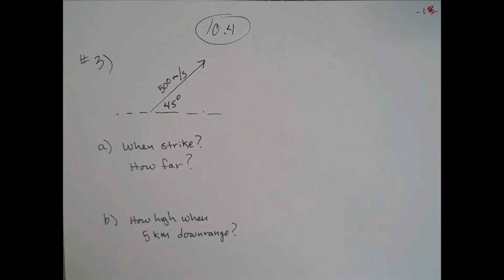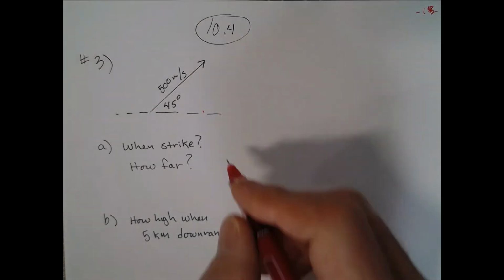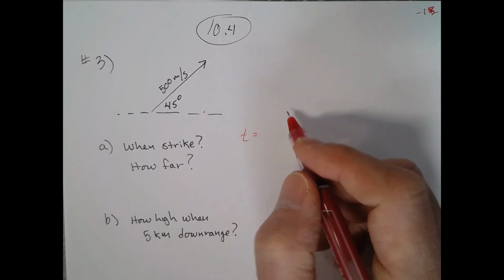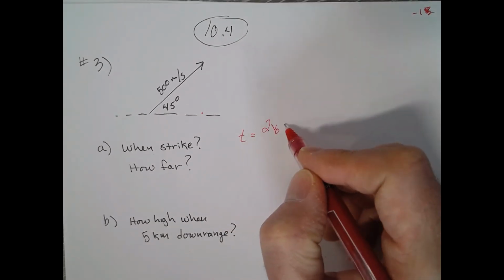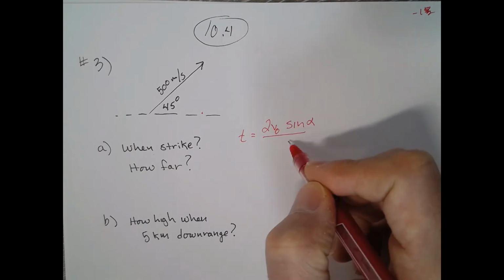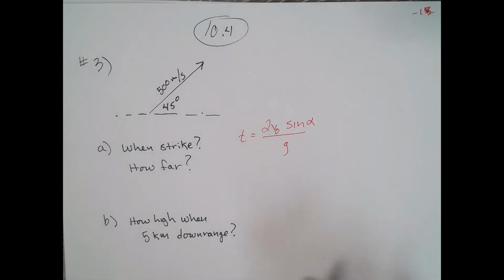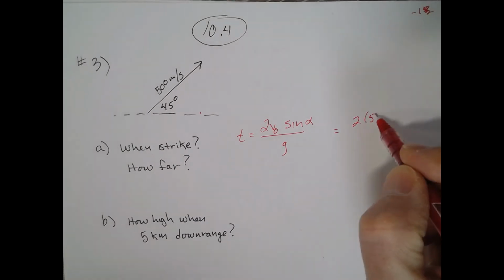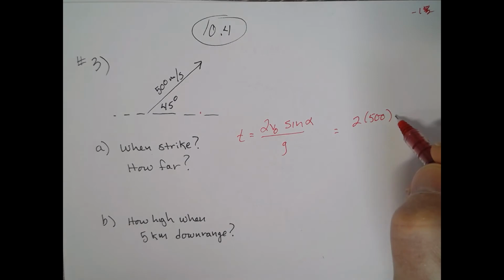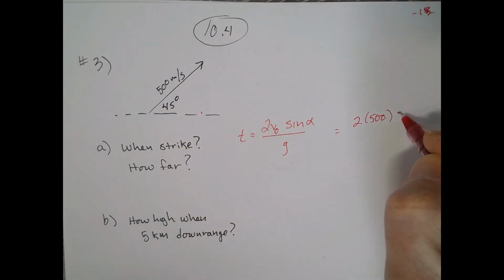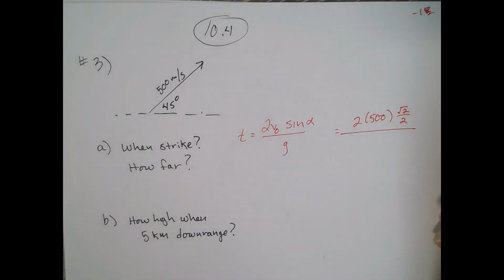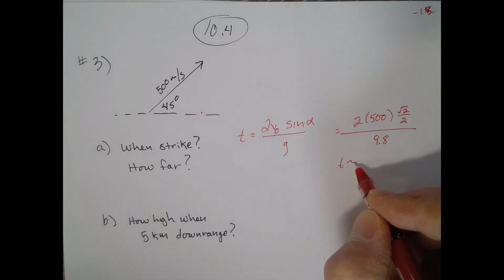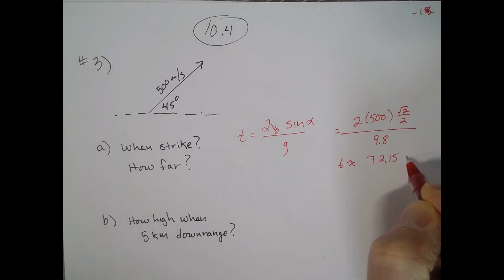So the first question is flight time. We can just say the flight time is 2 times its speed times the sine of the angle over gravity. So in this problem we've got 2 times the speed, which is 500, times the sine of 45. The sine of 45 is square root of 2 over 2, all over gravity, which, we're in meters, so it's 9.8. So plug all that in. I think we get 72.15 seconds.